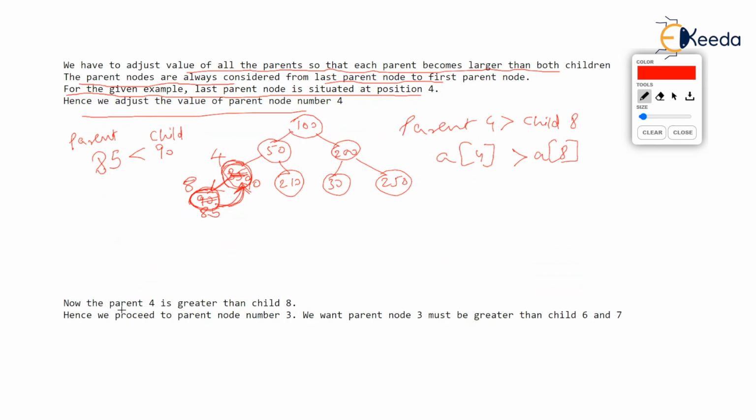Now we say that parent 4 is greater than child 8, surely. Hence we proceed to parent node 3. We know that we are going to go backwards: fourth parent, then third, then second, then first. We want parent node 3 to be greater than children 6 and 7. Note that this parent node 3 must have a value greater than the 6th and 7th, isn't it? Okay, how do you do that?